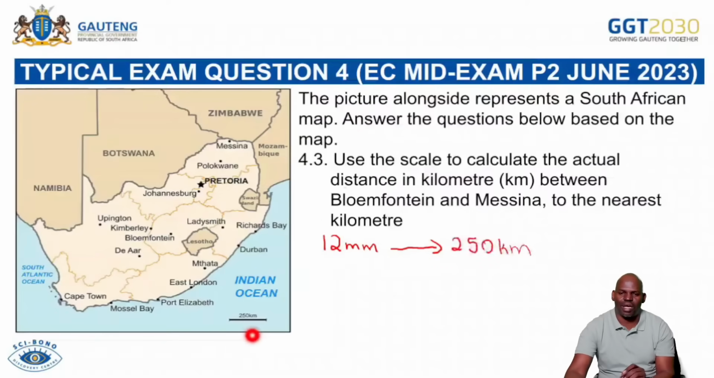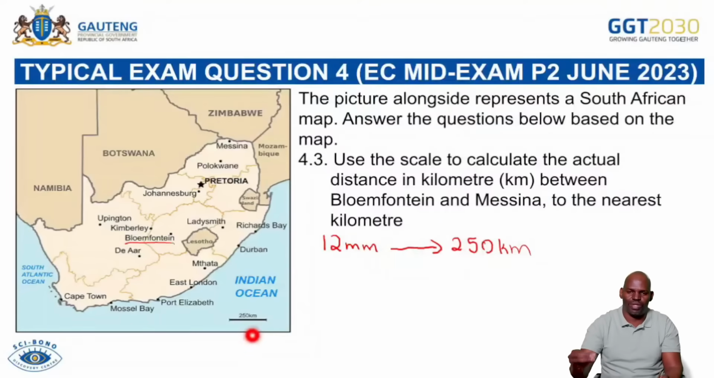Okay, what is the next thing that I need to do? The next thing that I need to do is to measure the distance between Bloemfontein and Messina. In most cases on the map, next to the name of the place, they will indicate either a star or a dot. Where the dot or the star is indicated is actually where the place is. In this case, they say Bloemfontein and Messina. The name of Bloemfontein is very long, but next to Bloemfontein, there's a dot. The dot indicates the position of Bloemfontein on the map.